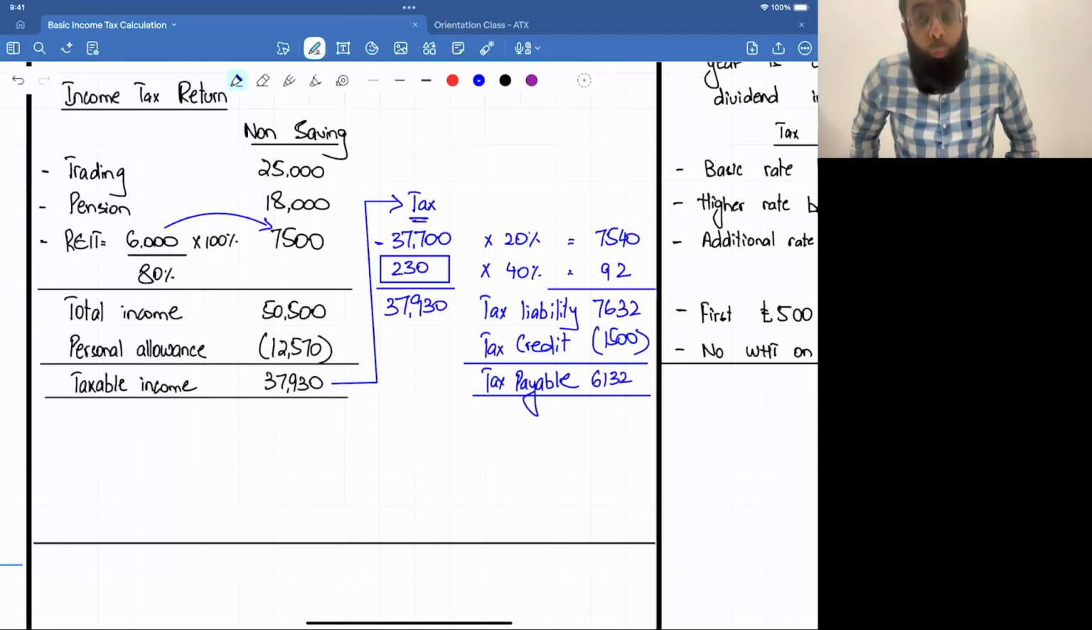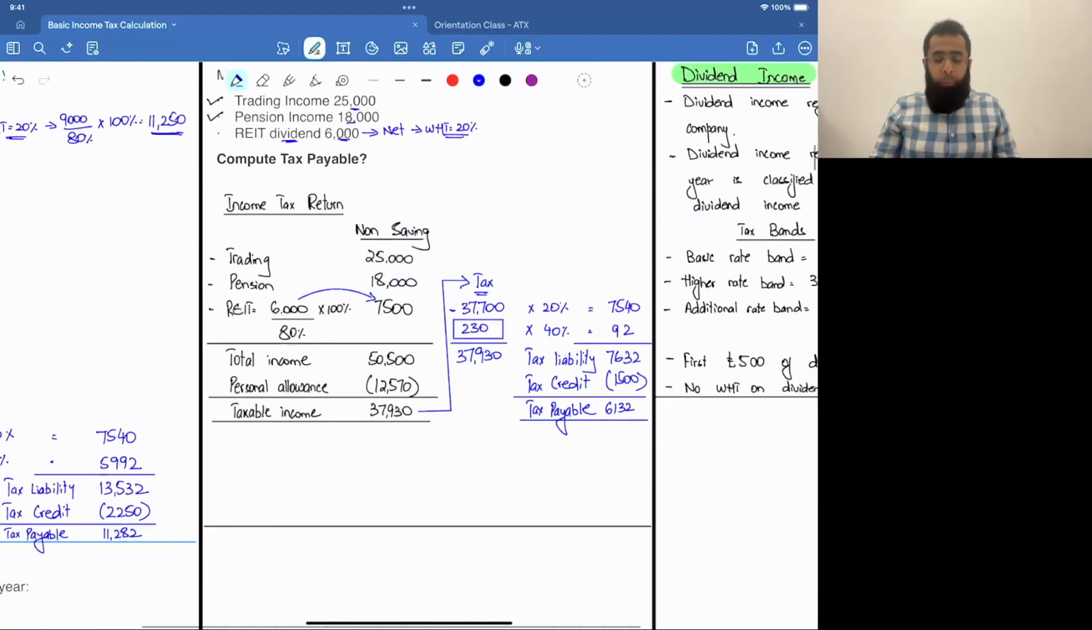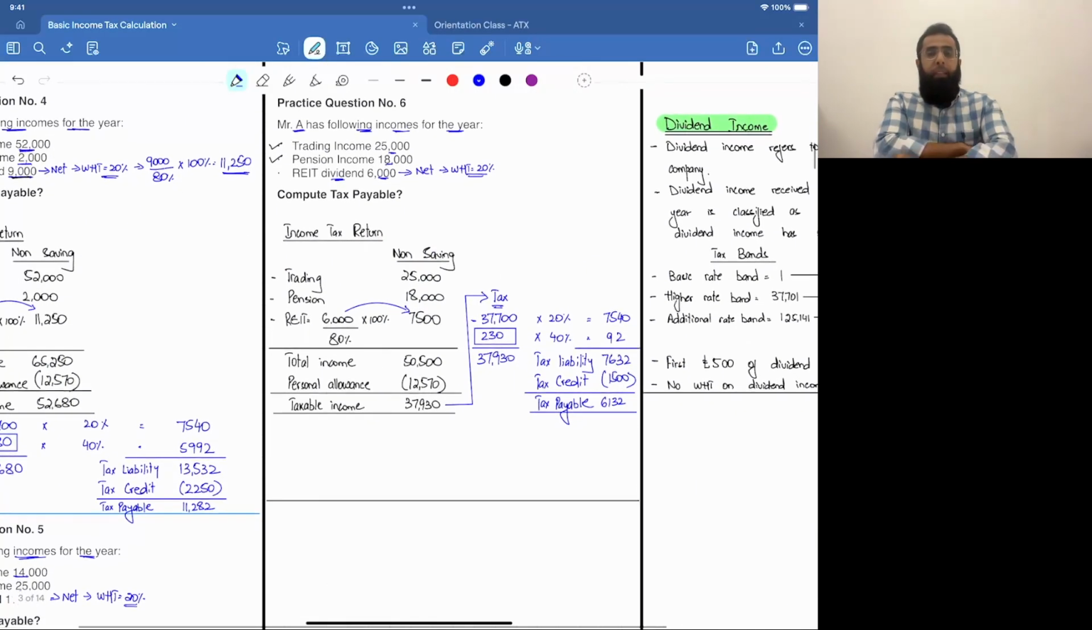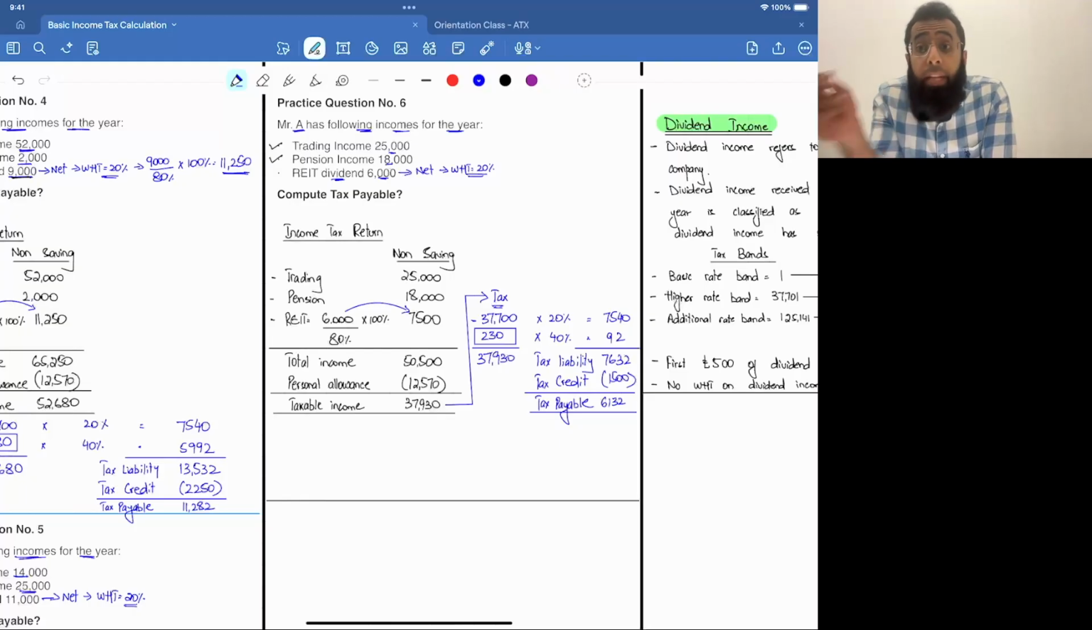6132. So if you look at these practice questions, there is no interest income or dividend income in the question. So whatever we are getting is non-saving income only. You just classify the income, deduct the personal allowance, get the taxable income. Personal allowance will be available in the question. Tax bands will be available in the question. You just need to ensure that you are multiplying the right values. That is what I am just expecting from you.